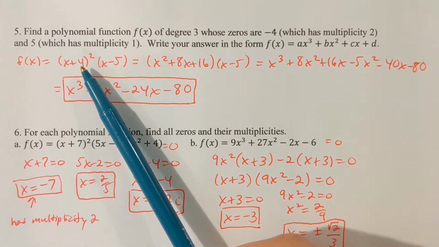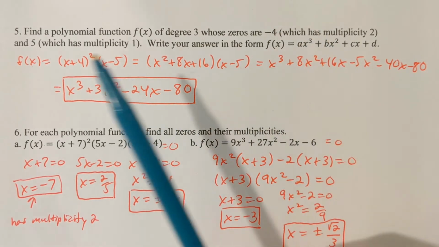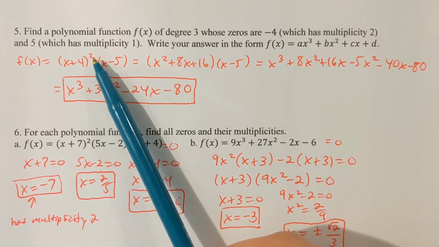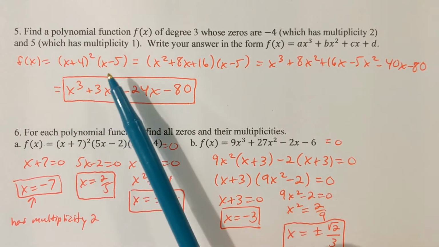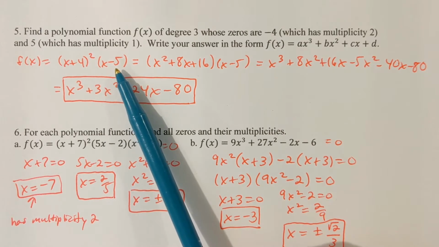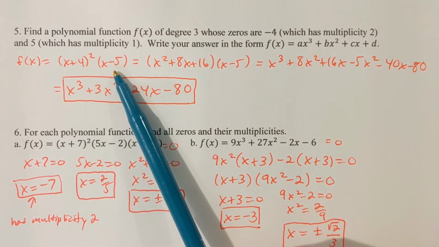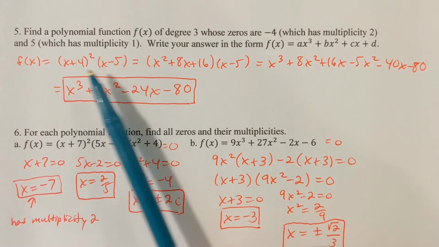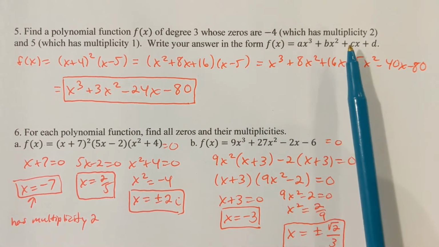Now -4 is a 0 of multiplicity 2. So that would mean that its factor would be seen twice. 5 is also a 0, so x minus 5 would be a corresponding factor. This has a multiplicity of 1, so its factor is only going to be seen once. At this point, we're all set up in a factored form here, and we would just simplify to give our answer in a polynomial form.